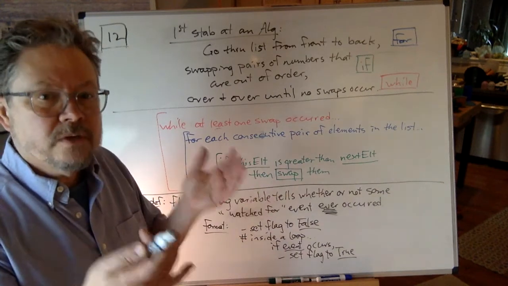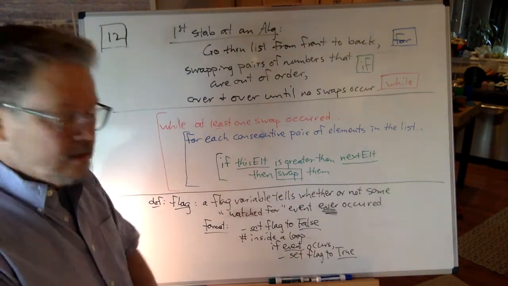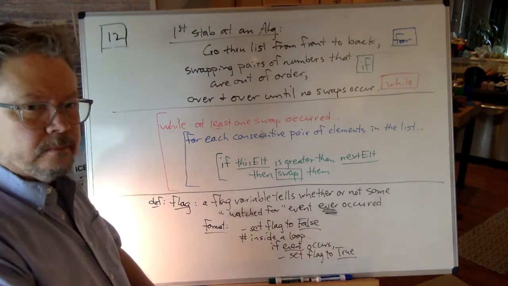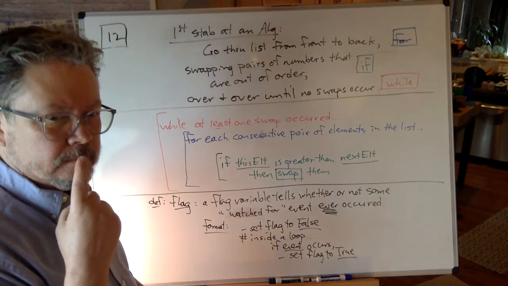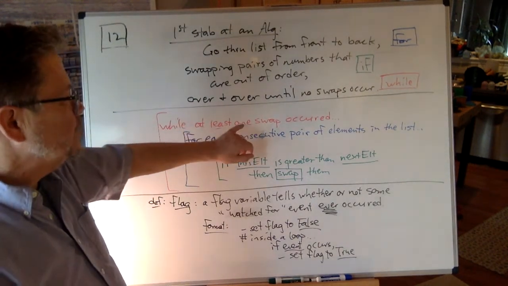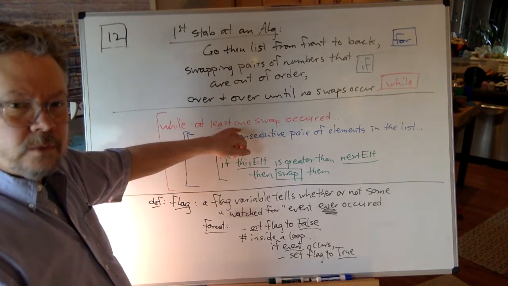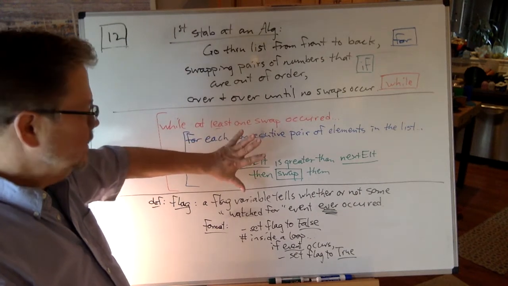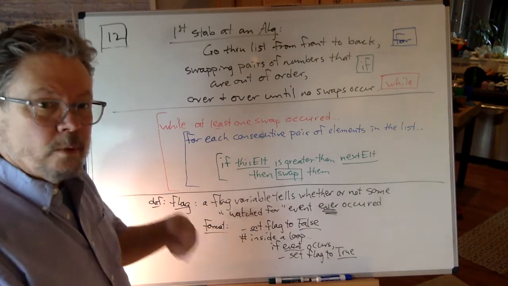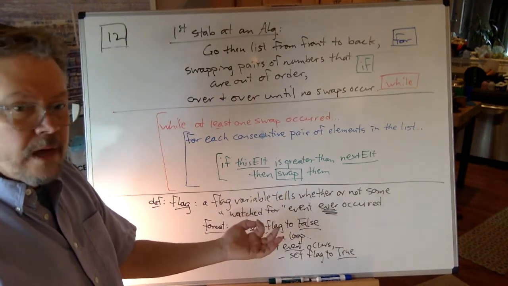What does that have to do with anything? Let's look back at this. I didn't have a thoughtful enough pause. I'm sorry. What does that have to do with us? Now, let's look at this. While at least one swap has occurred. That is a candidate condition for a flag if ever I've seen one. Our flag used to be set to false before we start going through the list. No swaps have occurred yet. They haven't had an opportunity to.